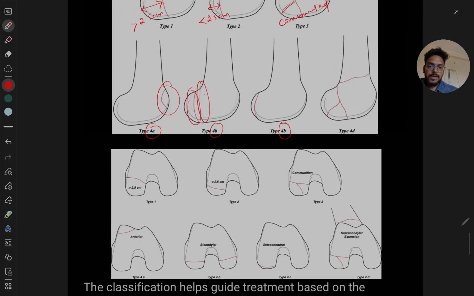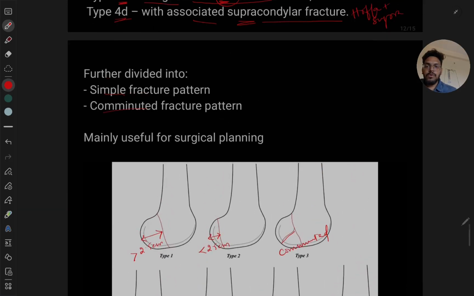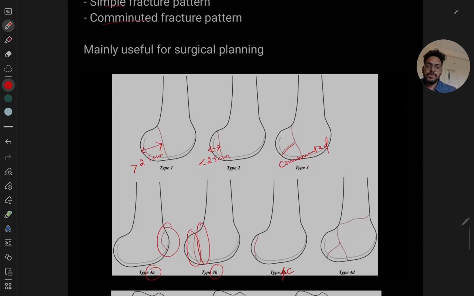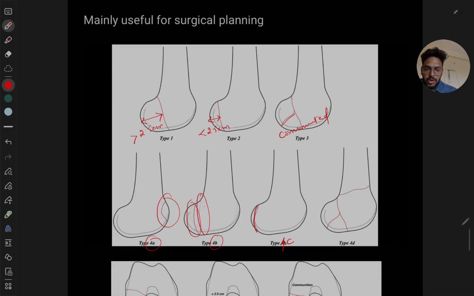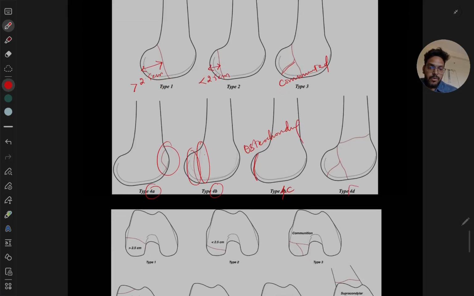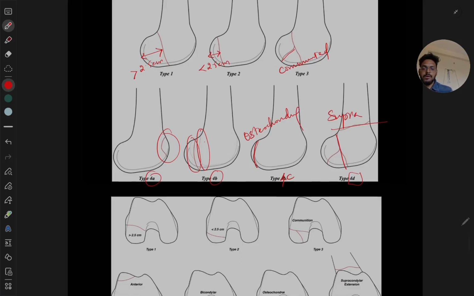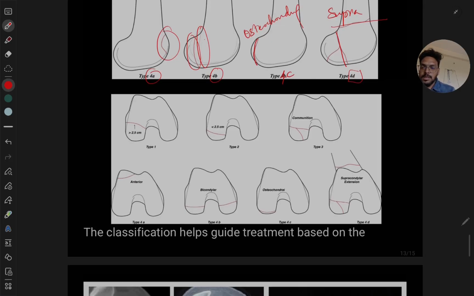It's 4C. So 4C is an osteochondral fragment, C for chondral, a very small osteochondral fragment. Again 4D is with a condylar fracture and a supracondylar fracture. So from below you can see, if it is more than 2.5, type 1, less than 2.5, it is type 2. If it is comminuted, it is type 3. If the anterior flake is there, 4A, bicondylar fracture is 4B, osteochondral fragment is 4C, and if there is supracondylar extension, it is a 4D.